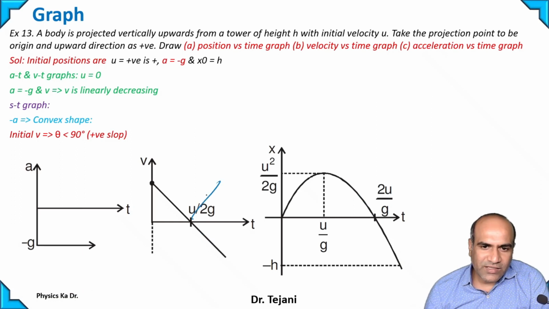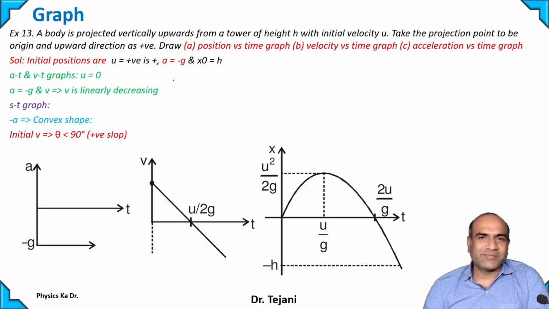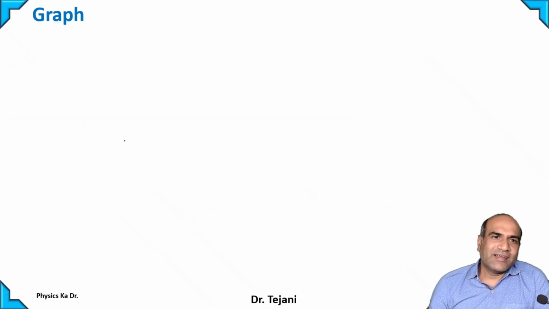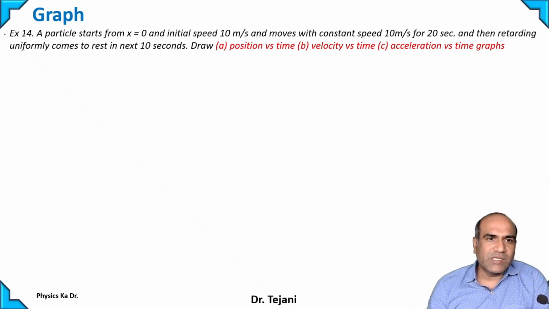When this u is 0, the particle travels maximum height. You can also understand this. Let's have example number 14. I think you should pause this video now and solve this.